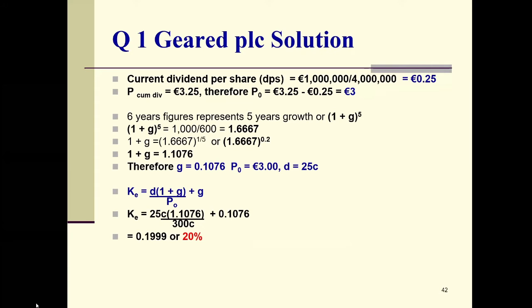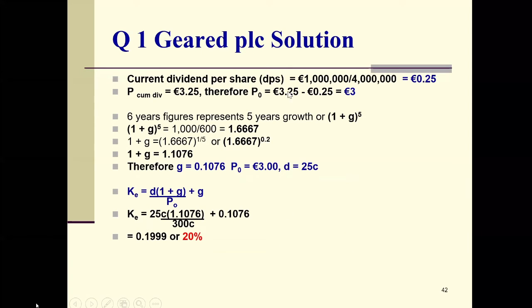What are we doing? We're saying the company is paying out money, so it's costing them to keep these guys happy. Effectively, I'm comparing the payout to the price. And it's a cost of about 20% to keep these shareholders happy.